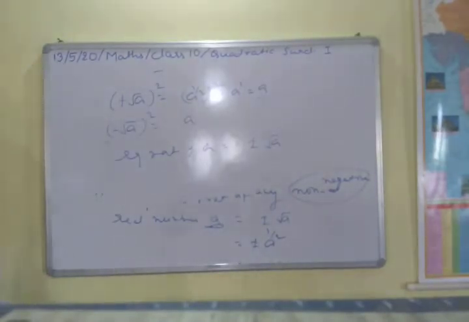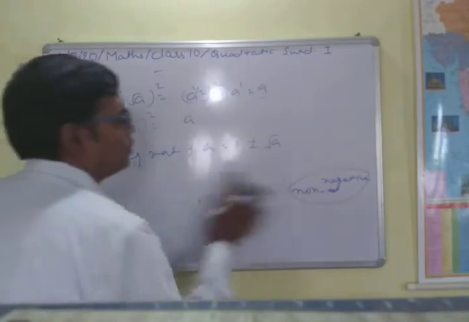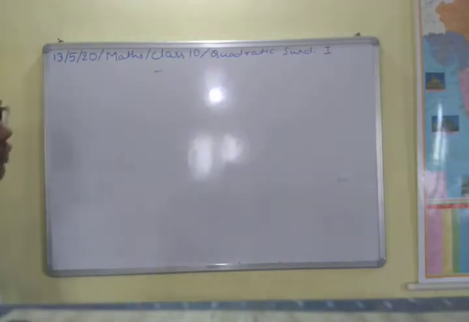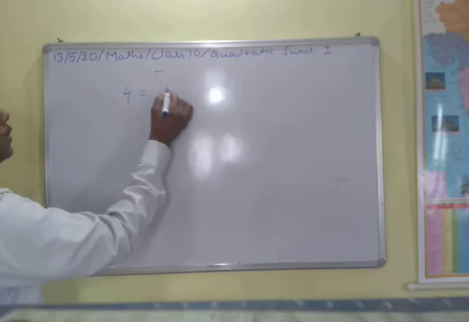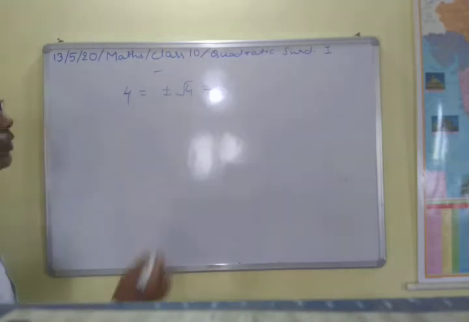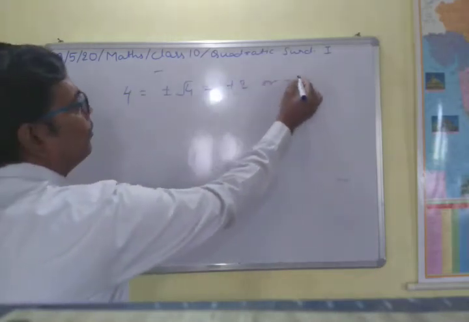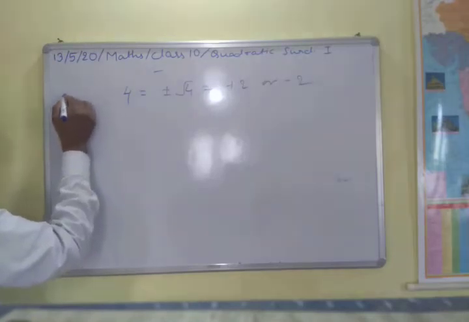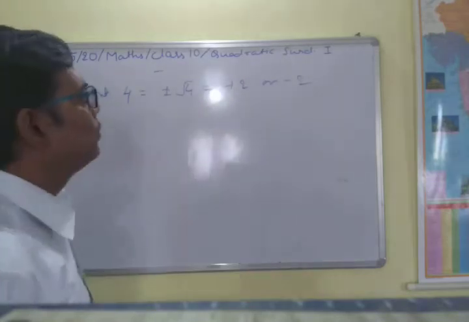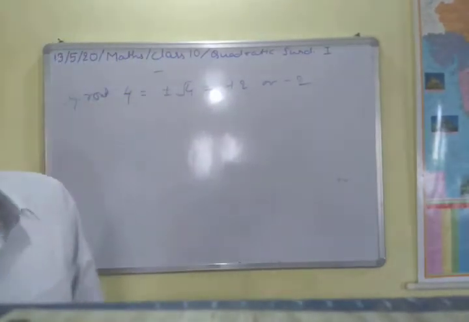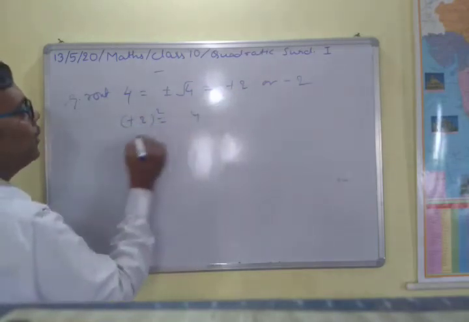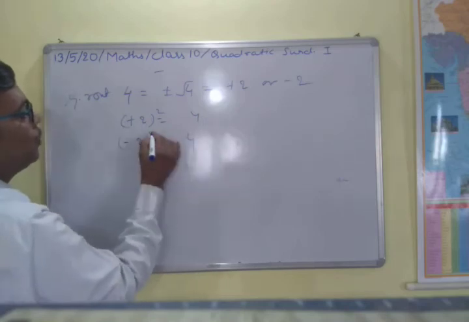The next is, now what is the square root of 4? The square root of 4 will be plus minus root 4, or you can write plus 2 or minus 2. This is the answer. Why do we write this? Because plus 2 squared is equal to 4 and minus 2 squared is also equal to 4.